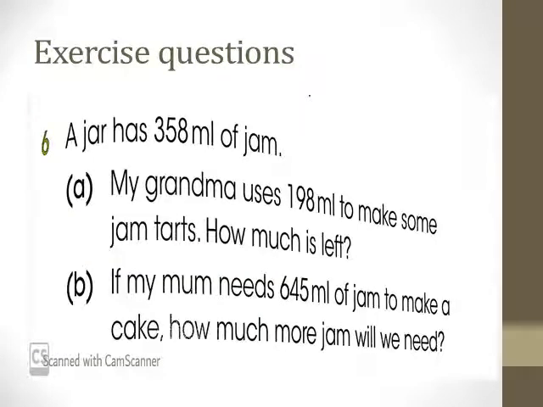Here we have the exercise question, and question number 6 is there. Question number 6 says a jar has 358 milliliter of jam, and there are two parts in it. The first part says my grandma uses 198 milliliter to make some jam tarts, and how much is left. The second part says if my mom needs 645 milliliter of jam to make a cake, how much more jam will she need? You can find this question on page number 129 of the Cambridge Primary Mathematics book. Let's move to the next slide and start solving these two parts one by one.